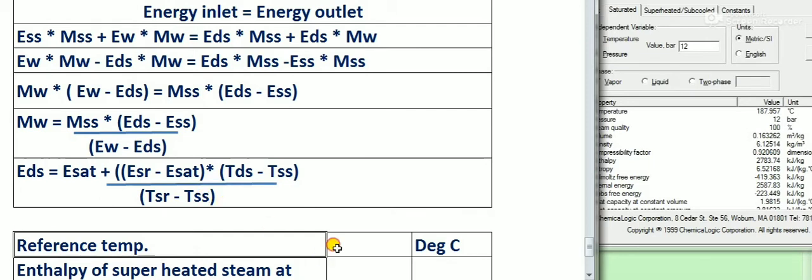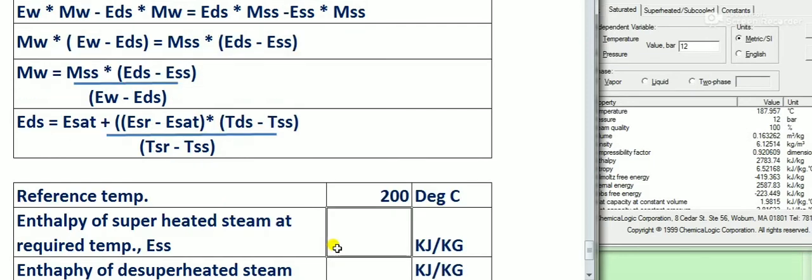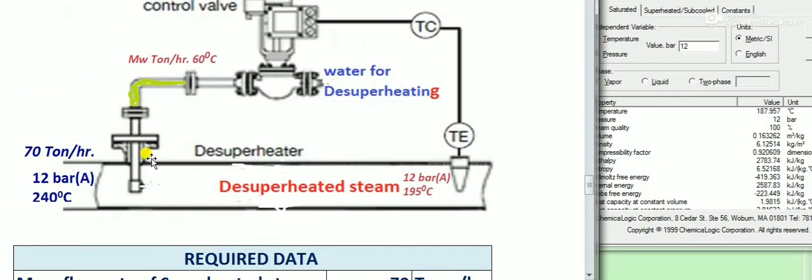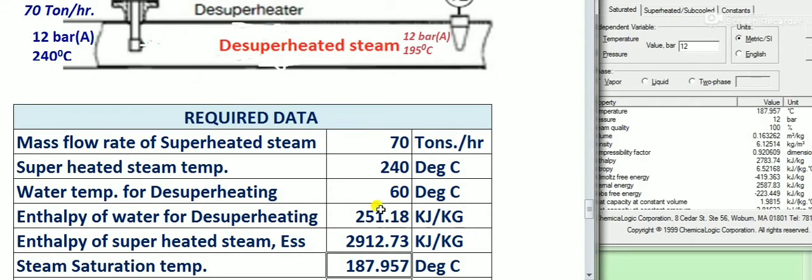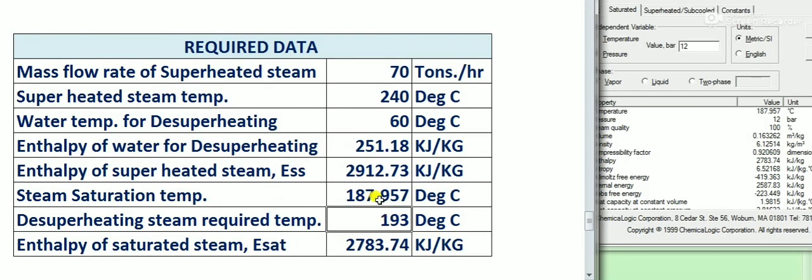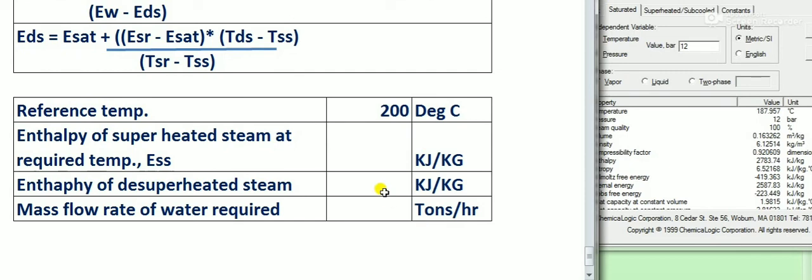So the reference temperature is taken as 200 degrees centigrade. You can take whatever reference temperature you want, there is no issue in that. We have 240 degrees centigrade at 60 bar, and the saturated temperature is 187. We are going to take 193, so between 193 and 240, any one temperature you can take. So we took 200 as a round figure.